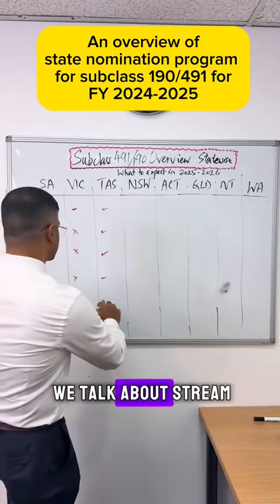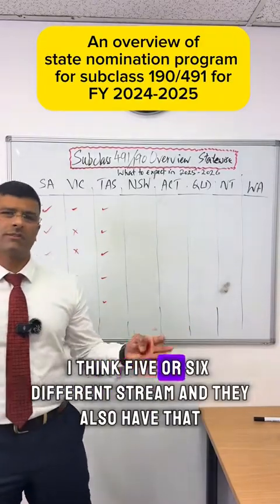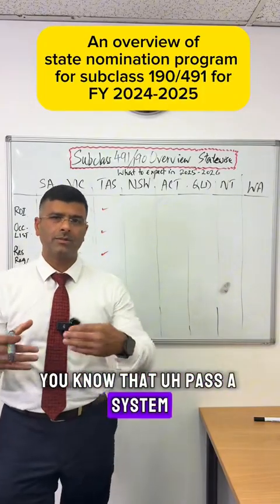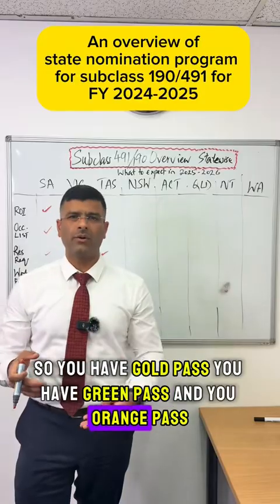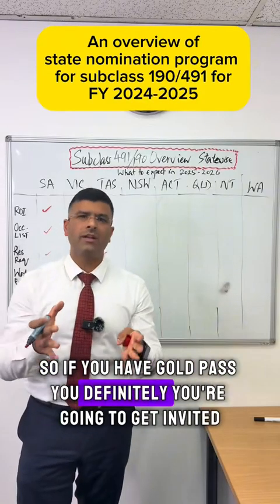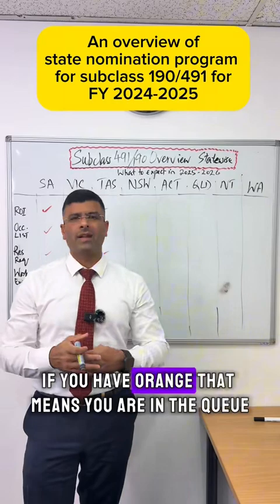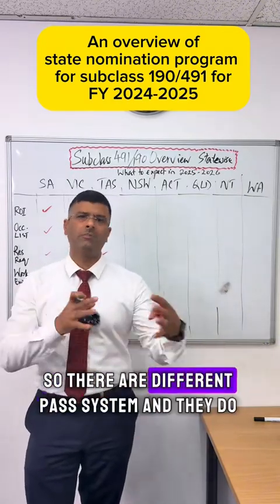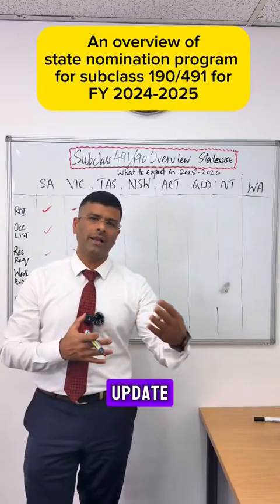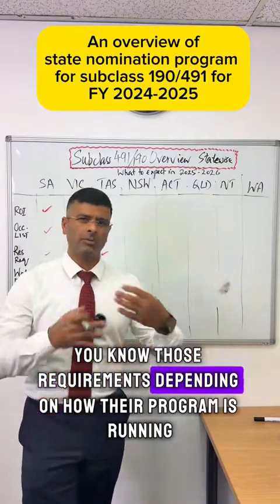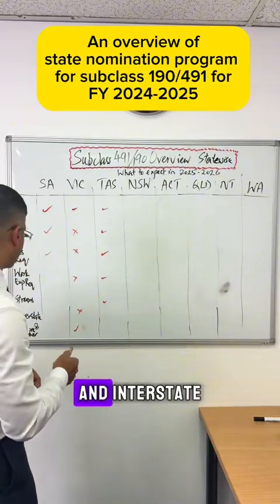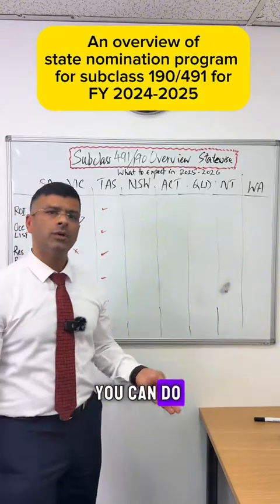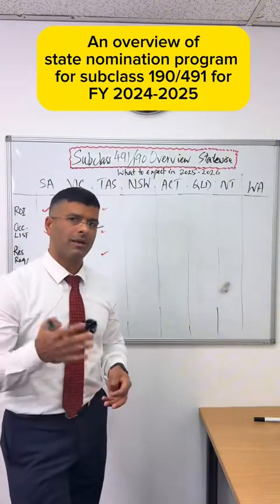And then we talk about streams. They do have many different streams, I think 5 or 6 different streams, and they also have the pass system. So you have gold pass, you have green pass, and you have orange pass. If you have gold pass, you're going to get invited. If you have orange, that means you are in the queue. If you have green pass, that means you can lodge the application. So there are different pass systems, and they do update those requirements depending on how their program is running. And interstate, they don't allow interstate EOIs. Offshore, in certain occupations, you can do the offshore stream as well in Tasmania.